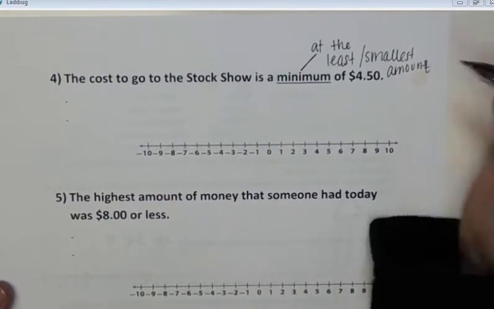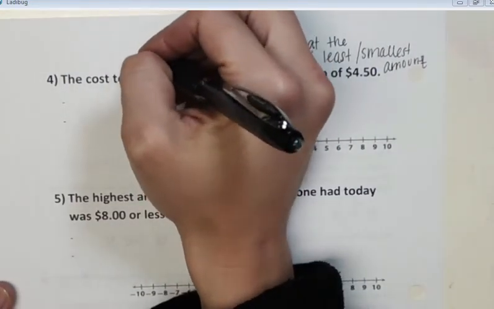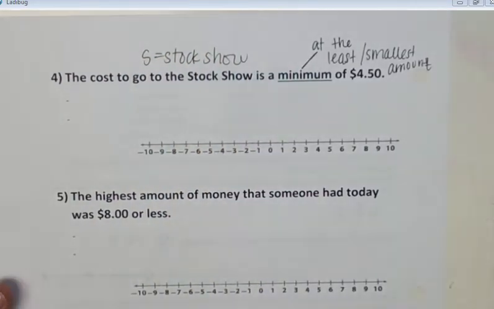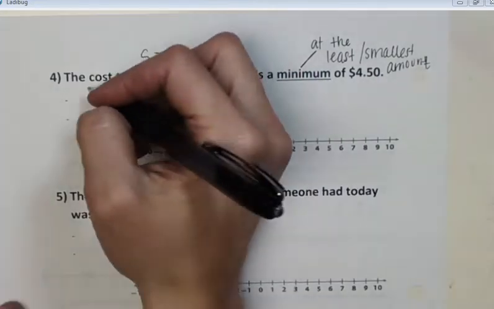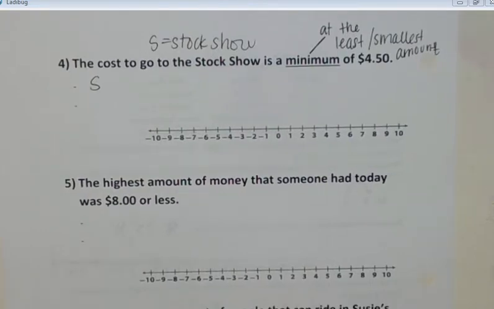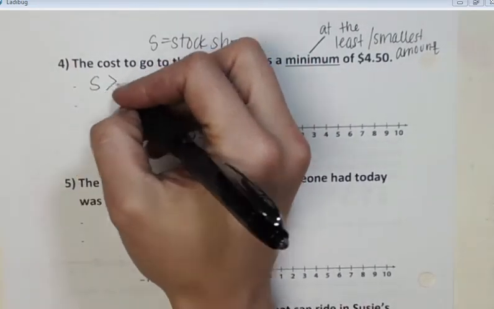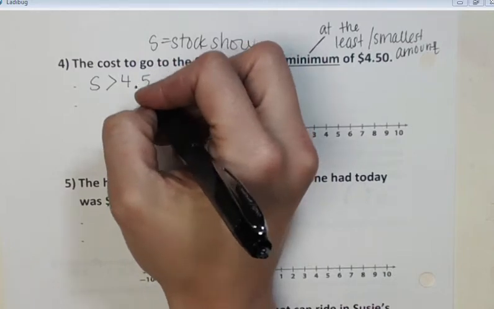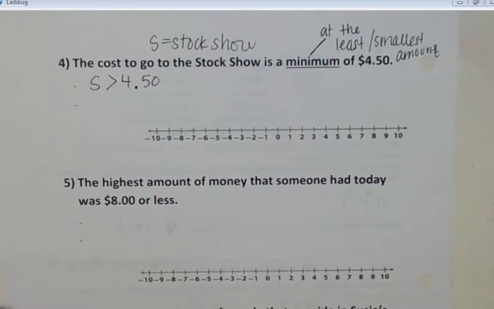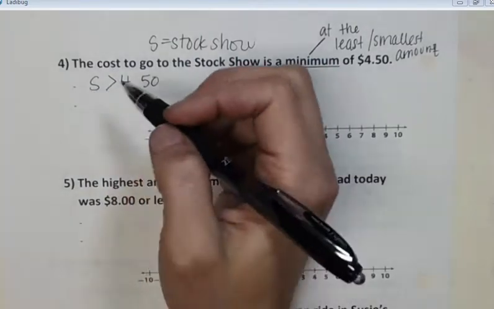So let's create, let's use S for stock show. So here's our variable, and let's figure this out. We know we're going to start with S, and let's figure out greater than or less than or equal to. The cost to go to the stock show is a minimum of $4.50. That means it's the smallest amount. So S will be greater than $4.50 because the smallest possible amount is $4.50. You could even just put 4.5 because the zero is not necessary.